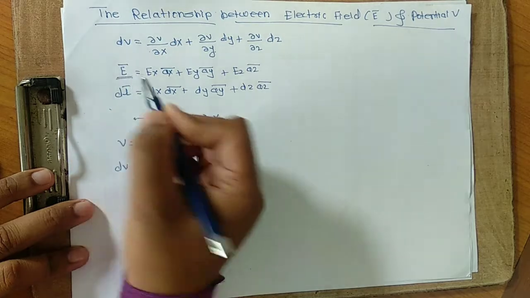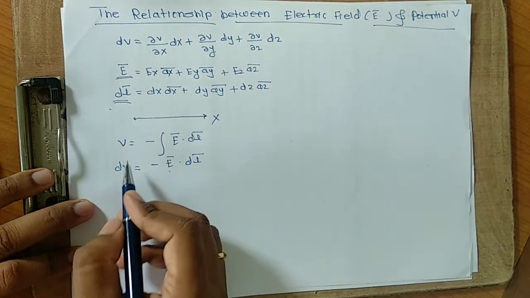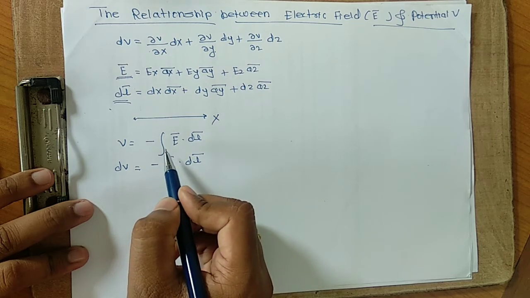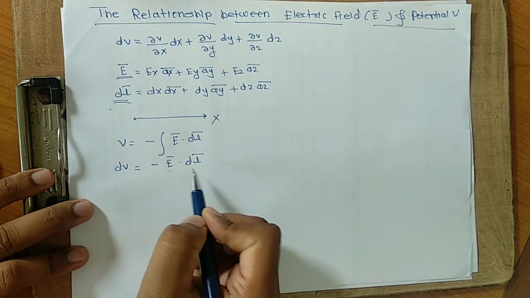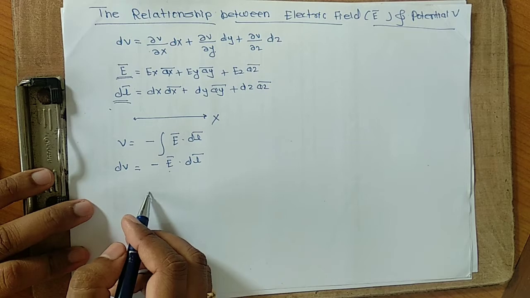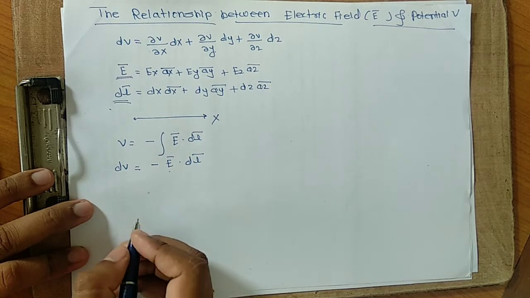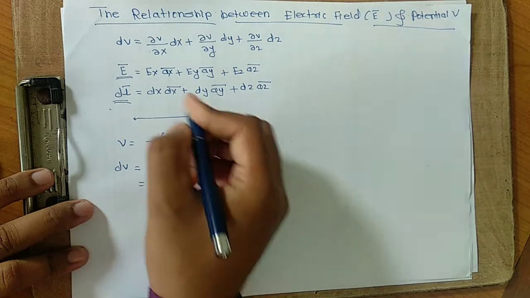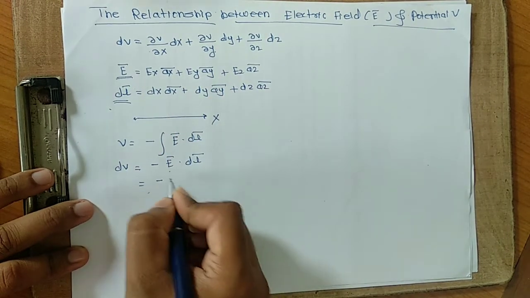That's why I was calculating E bar and dL bar. I have calculated E bar and dL bar. What I have done here is the derivation, and due to that the integration gets cancelled. So dV is equal to minus E bar dot dL bar. Now I have to represent this minus E bar dot dL bar, so I will put these values into this equation.